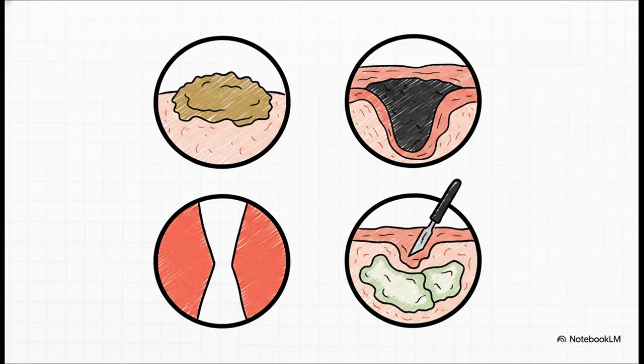Number 1. Impetigo sits right at the surface in the stratum corneum and gives you those classic golden, honey-colored crusts. Number 2, if you see multiple deep ulcers with crusts stuck to them, that's ecthyma. It's literally just a deeper, ulcerating form of impetigo that's pushed further down into the dermis.